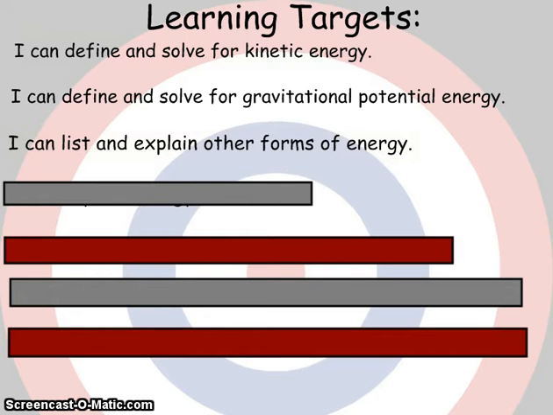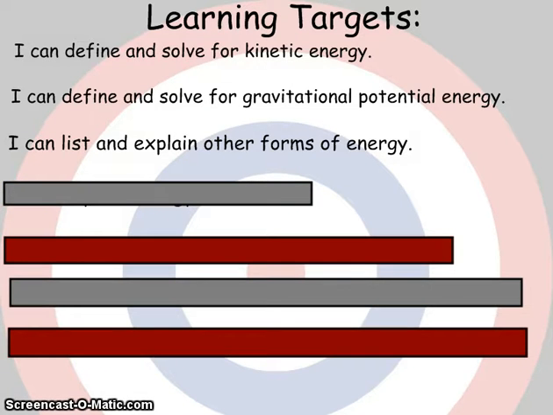I can list and explain other forms of energy. There are 7 other forms that we discussed. The first is mechanical energy, which is the total energy of motion and position. To get this, we would add together both potential and kinetic energy. And if you remember, this is the blanket term or the umbrella term.